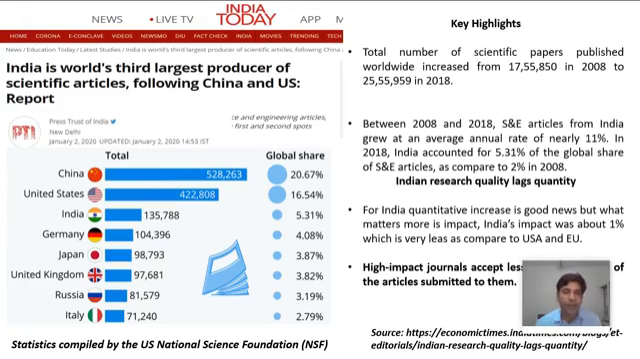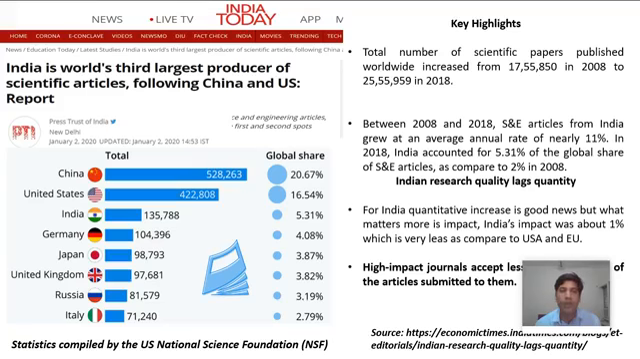United States is at the second position, having 16.54% of global share, and it has published 4,22,000 articles in 2018, and India is at the third position with a total number of articles 1,35,788. This data was compiled by the US National Science Foundation, and based on this data, there's a study published by Press Trust of India in India Today magazine. These are some of the key highlights of this study.